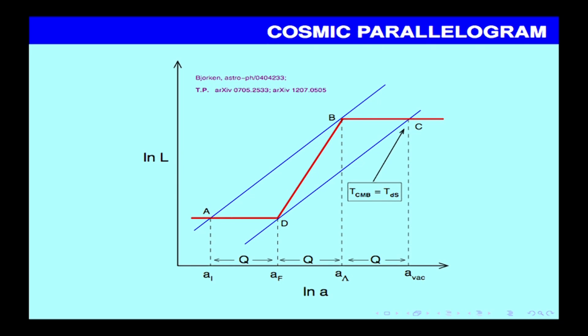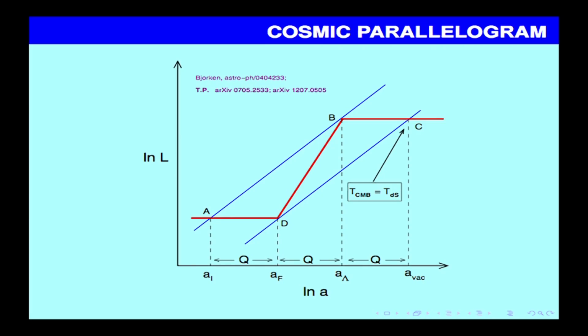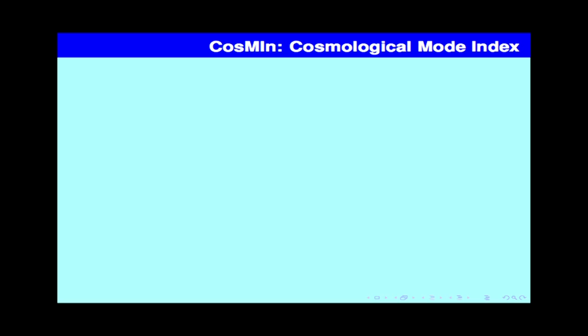What is more, in this cosmic parallelogram, this point has some deep significance because the de Sitter universe has a temperature just like black holes have a temperature. And this is the epoch at which the CMB temperature would have cooled down to the de Sitter temperature, and we will be just dominated by vacuum. So, there is some interesting physics here, and what I am trying to argue is that you can count the number of length scales which flow through this parallelogram, and that number is a good number for the universe. So, I give it a name, I call it cosmological mode index.